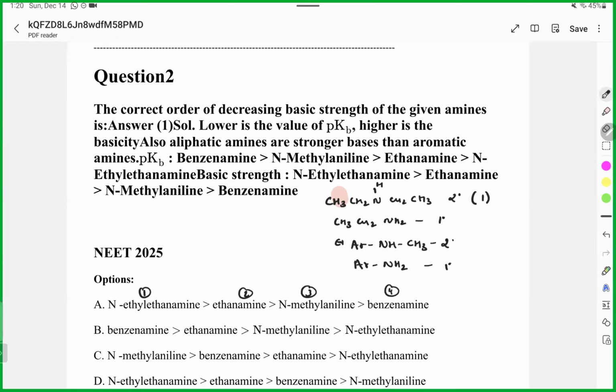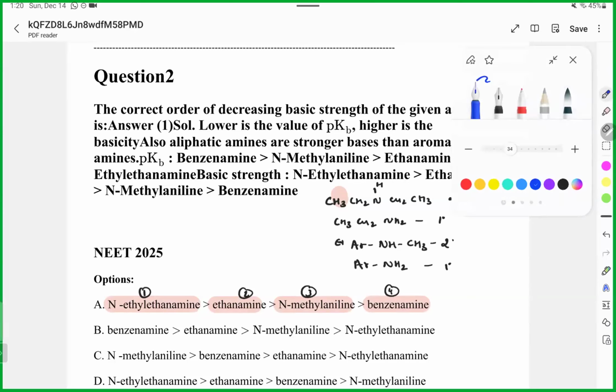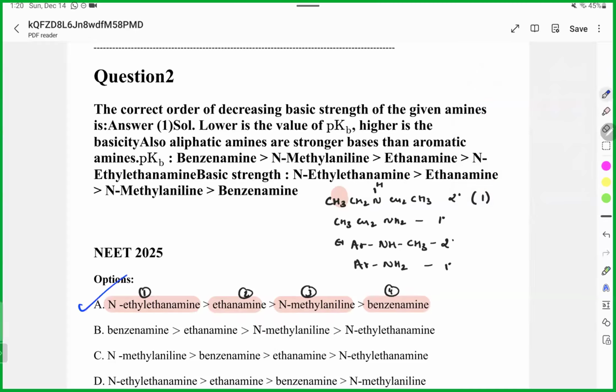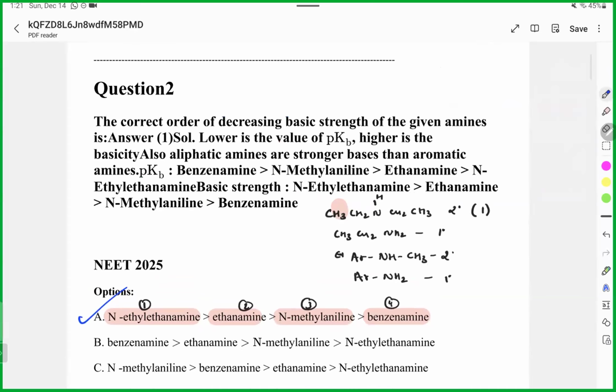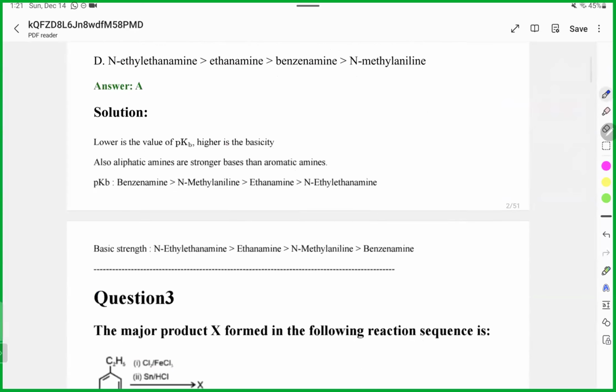So which one will be most basic? Anvita, you said first is maximum. Secondary alkyl is always maximum. Here the benzene ring will slightly decrease the basic character, and here you have only the benzene ring, so minimum. Any doubt, guys? The answer will be this. By the way, this is pure NCERT. Whatever is written in NCERT, it is there in the same format.